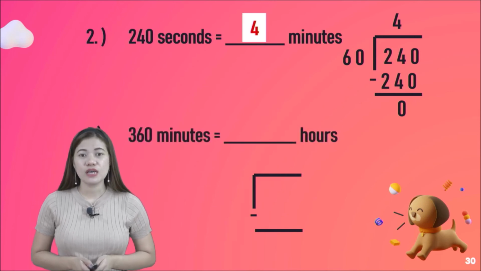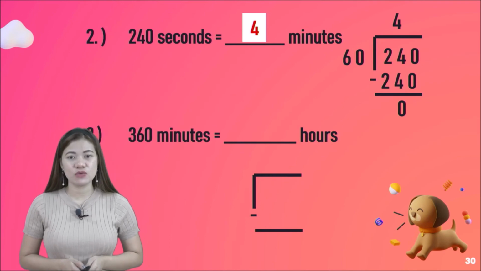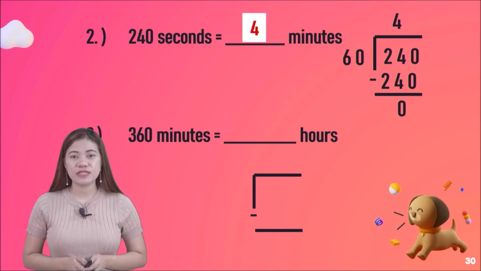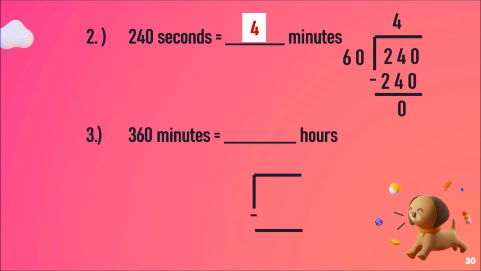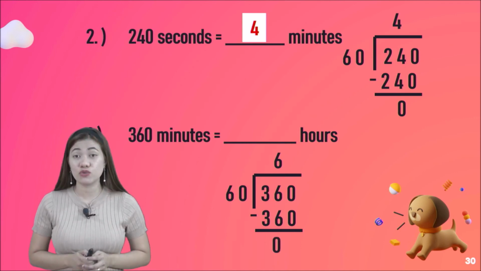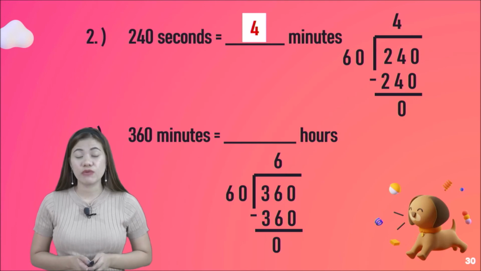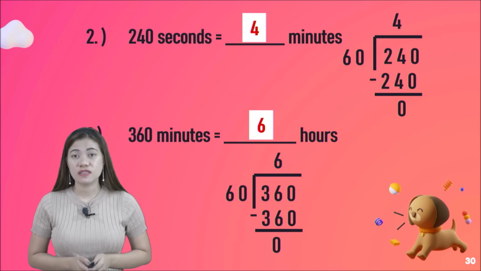Next, number 3, 360 minutes is equal to blank hours. Isn't it, kids? In 1 hour, we have 60 minutes. So we will just divide 360 minutes by 60 minutes. Our answer will be 6. So 6 times 60 is equal to 360. And then 360 minus 360 is equal to 0. So here, in our mathematical sentence, 360 minutes is equal to 6 hours. Okay?